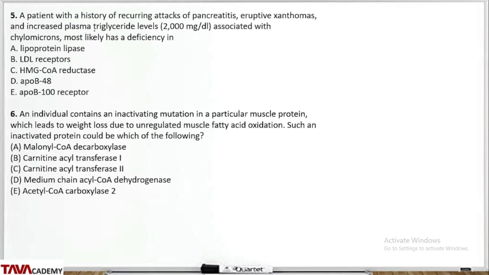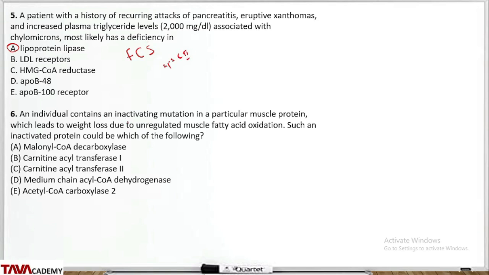A patient with a history of recurring attacks of pancreatitis, eruptive xanthomas, and increased plasma triglyceride levels of greater than 2,000 milligrams per dL associated with chylomicron most likely has a deficiency of what? The answer is lipoprotein lipase. If lipoprotein lipase is deficient in a patient, chylomicrons cannot be broken down and there will be excess in the bloodstream. So this condition is also called familial chylomicronemia syndrome, FCS, and it could also be due to a deficiency of ApoC2 in some cases.